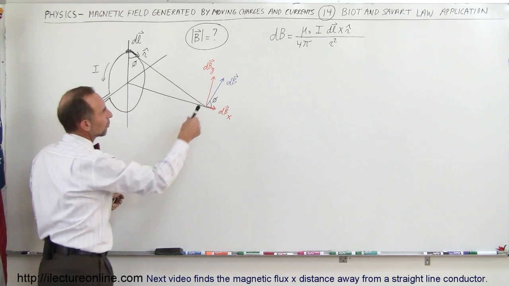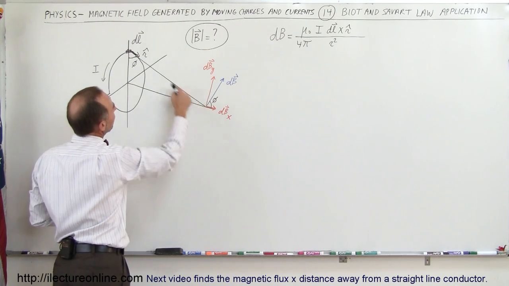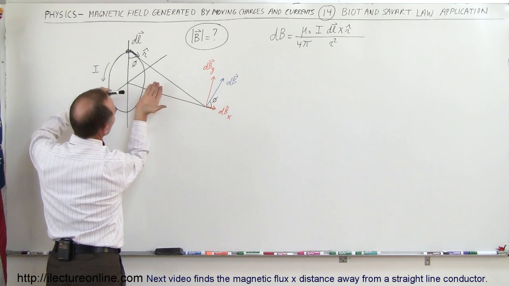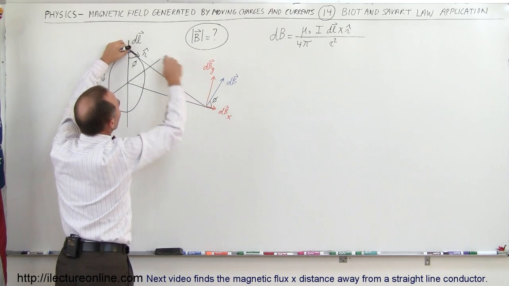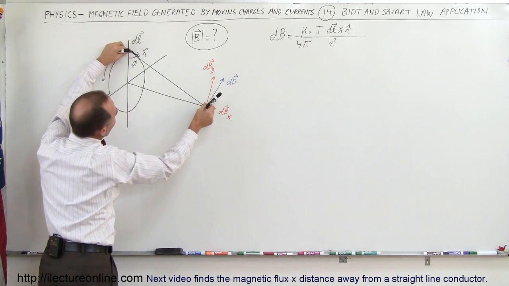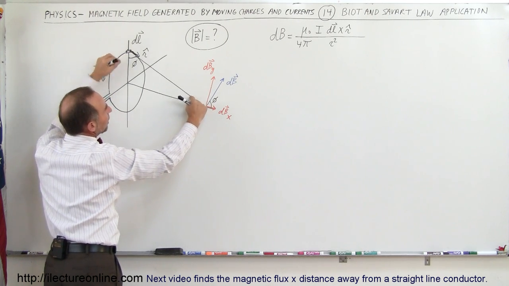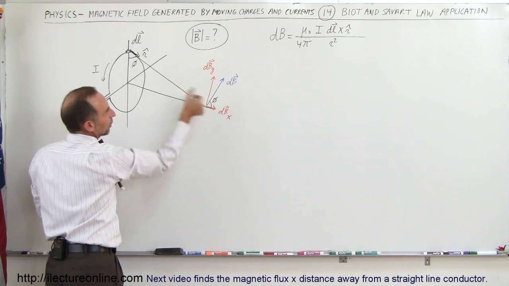Notice that the direction of the magnetic field caused by that small element will be perpendicular to this vector right here. As you draw a circle all the way around this particular element, if you go straight across like that, the B field would be straight up, but at an angle downward like that, the B field is angled. dB is like this. This angle right here is the same as this angle right there.